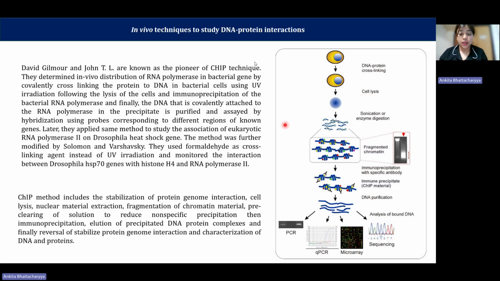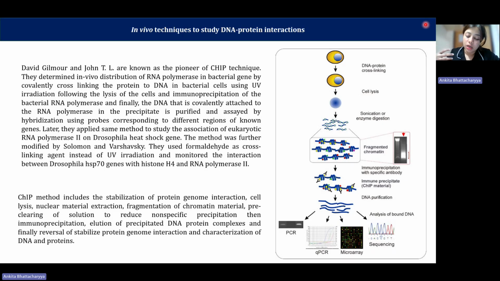Now, what are the key steps in the protocol for ChIP? First, it involves stabilization of the DNA-protein interaction. So what do we mean by stabilization? It basically means that because cells are dynamic and you are going to subject cells to a lot of different procedures and steps, it is often considered a good idea to cross-link so as to fix whatever DNA-protein interactions are present in your cell at the time that you have taken your cell out.